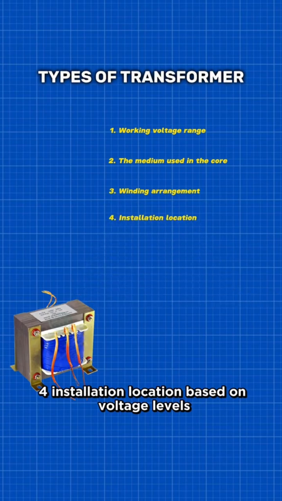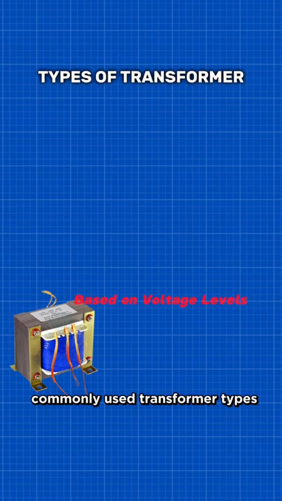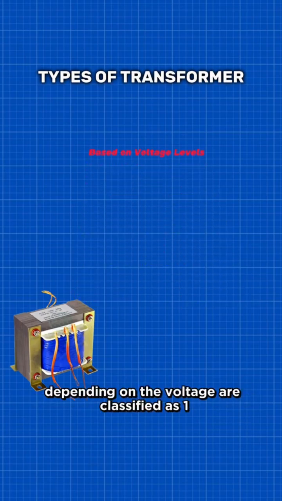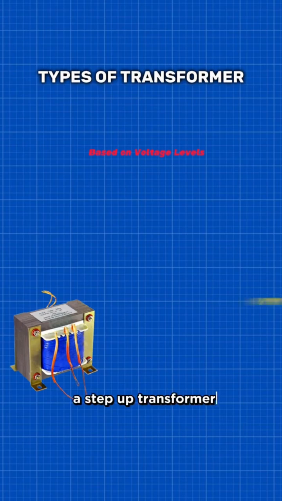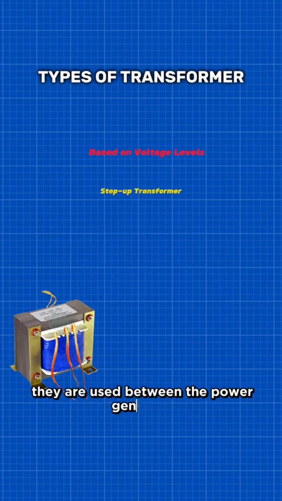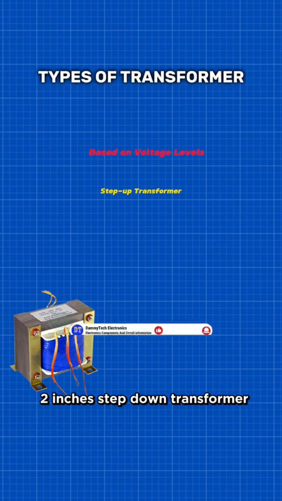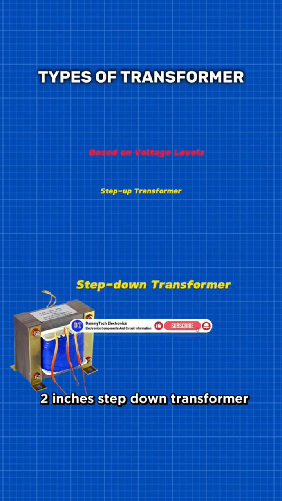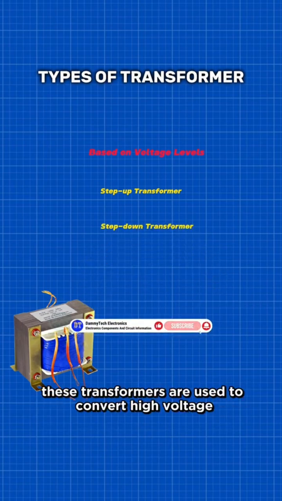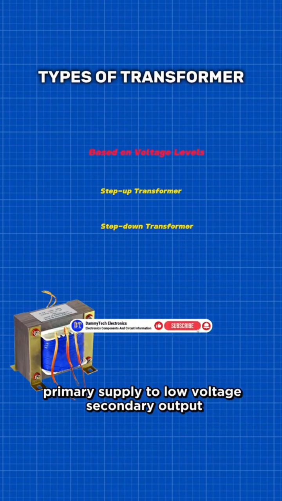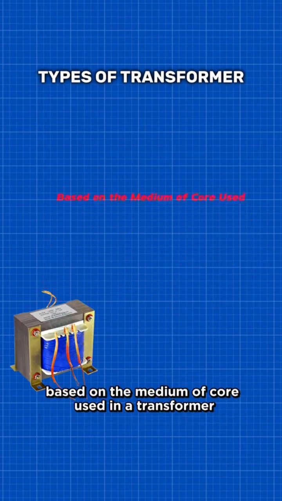Based on voltage levels, commonly used transformer types are classified as: 1. A step-up transformer. They are used between the power generator and the power grid. The secondary output voltage is higher than the input voltage. 2. A step-down transformer. These transformers are used to convert high voltage primary supply to low voltage secondary output.